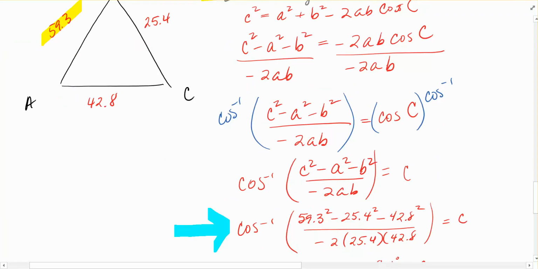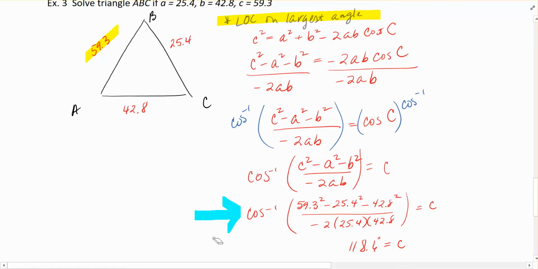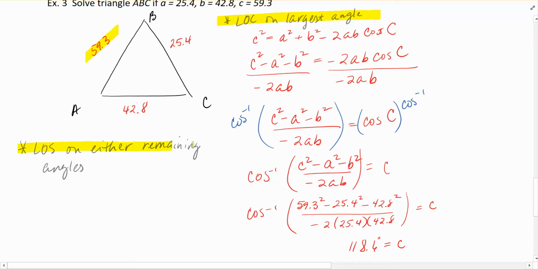So now that we have found angle C, we have 2 more angles that we want to solve for. The second step in this process is to use the law of sines on either of my 2 acute angles, so either of the remaining angles. We started out using the law of cosines. Now we're going to use the law of sines.